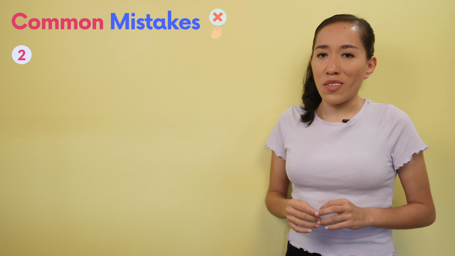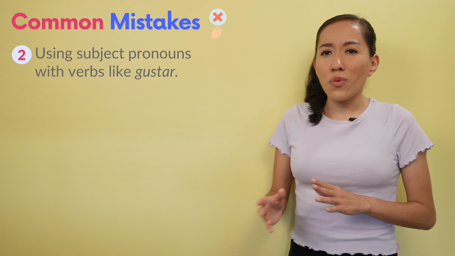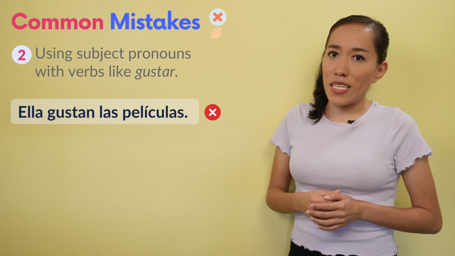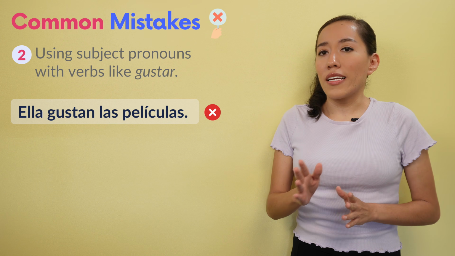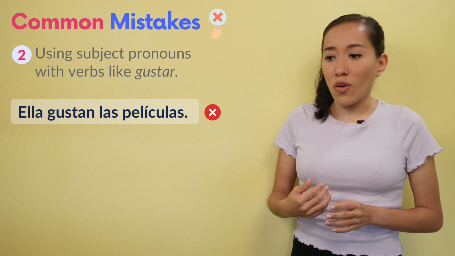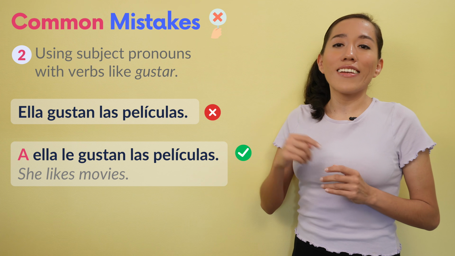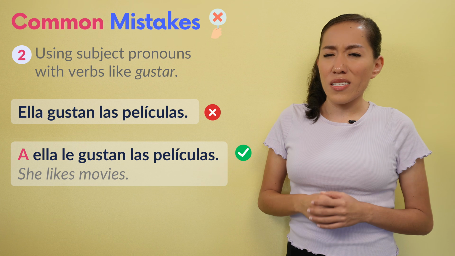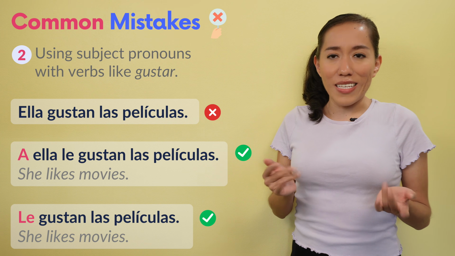El segundo error is using subject pronouns with verbs like gusta. We don't say, ella gustan las películas. No. In this case, we have two options. Si el contexto no está claro y necesitamos clarificar, we could say, a ella le gustan las películas. But if the context is clear, we could simply say, le gustan las películas.